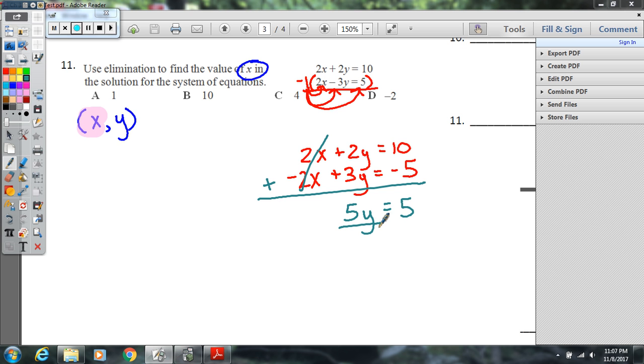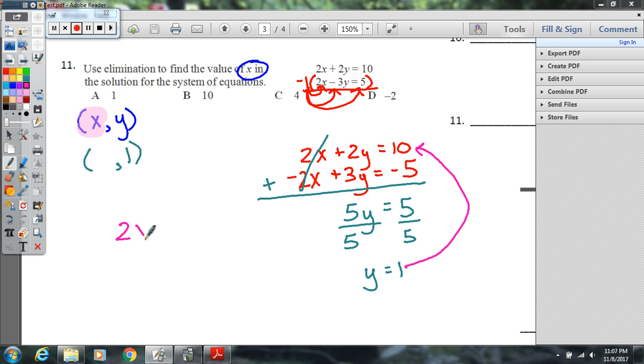Now, keep going. Solve it for y. I'm going to divide each side by 5, and I get y equals 1. Okay, well, I wish that was the letter they had asked for, because I know in my ordered pair y is going to be my second number, but I still don't know my first number. So I've got to take this and plug it into one of the two equations. I'm going to plug it into the top one.